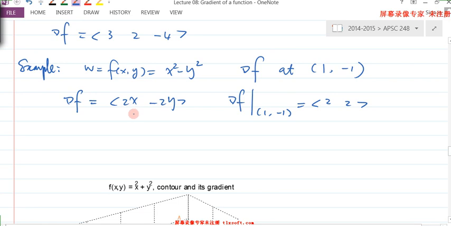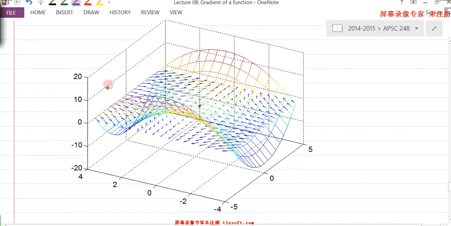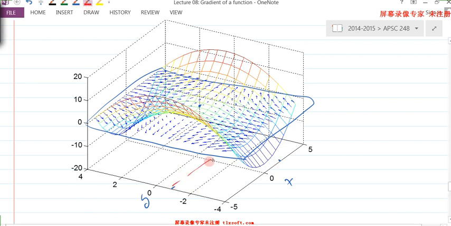this gradient vector, where is that gradient vector? How do we plot that? This is your gradient vector, at which point? At 1, negative 1. So first, this is a surface. Where is the xy plane? This is the xy plane here. Find the 1, negative 1 point. This is x, let's say this is y. So x equals 1, y equals negative 1. Where is the 1, negative 1 point? It's here, okay?